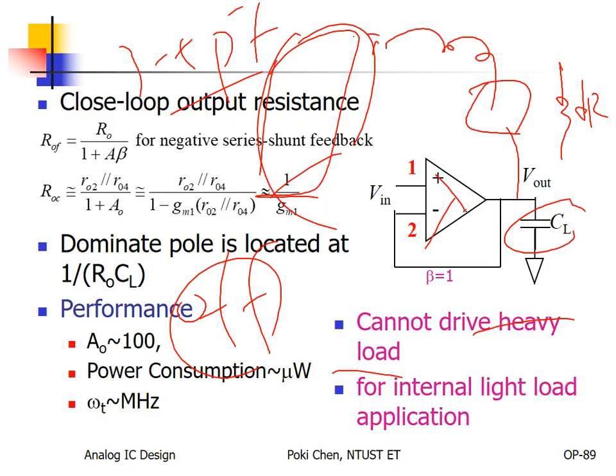But for on-chip application, that is the usual case. We only drive light load. Under such kind of condition, don't design the output current to be huge, because the more output current means what? Yeah, the more power, the more area you need to waste. It doesn't make any sense. All right? So for on-chip, we focus very much on light load, on low power.